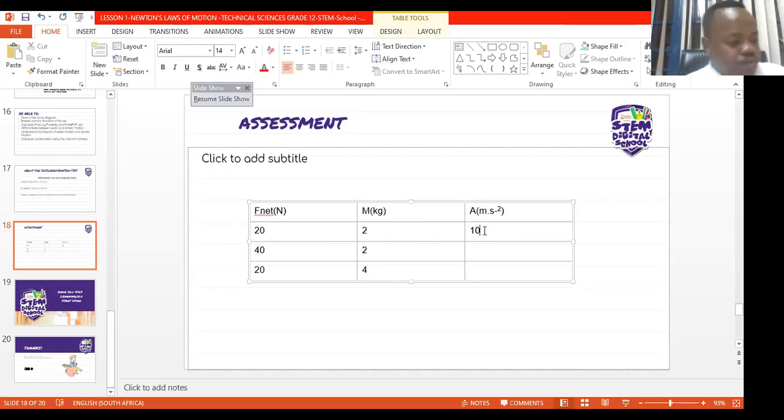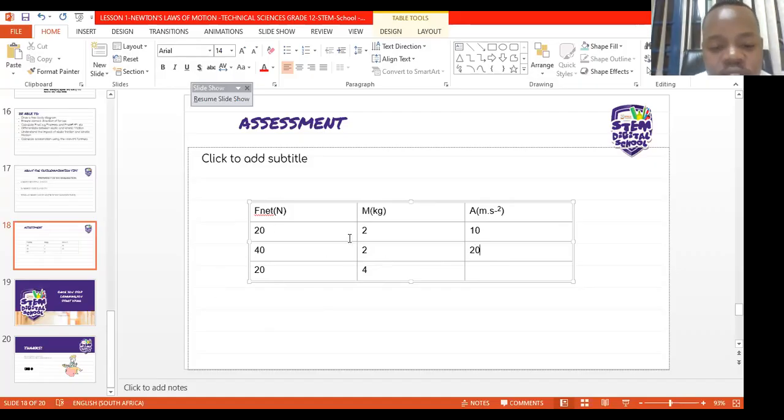Then, if my net force is 40, my mass is given as 2 again, meaning it's not being changed. If I go now and I calculate the acceleration, it means I will take the value of the net force, which is 40, I will divide by the mass, and I will see that I am getting a value of 20 meters per second squared.